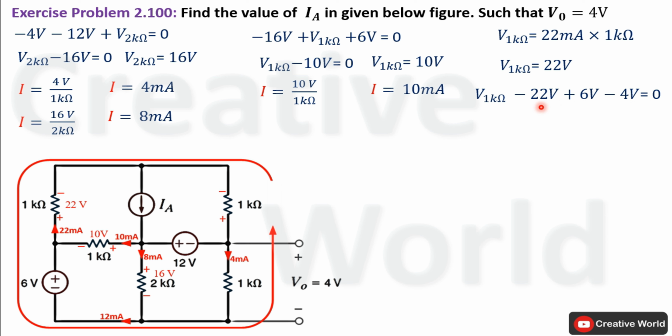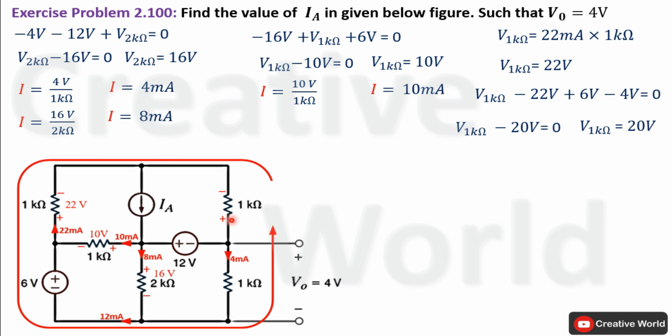Add these voltages together, minus 22 volt and minus 4 volt will become minus 26 volt. Add minus 26 volt with 6 volt, the answer will be only minus 20 volt because the larger value has the minus sign along with it. Place this minus 20 volt on the other hand side of the equal sign to calculate the voltage across this 1 kilo ohm resistance, that will be 20 volt.